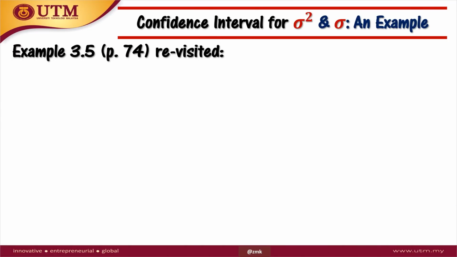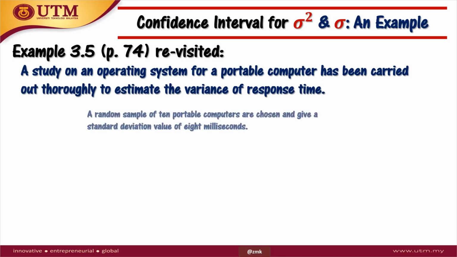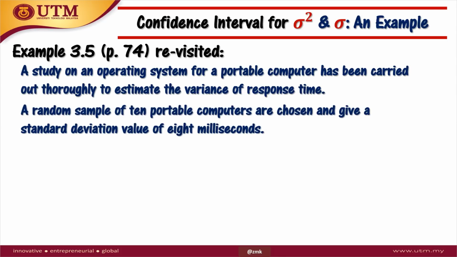Let us now look at an example on constructing the confidence interval for the population variance sigma squared and for the population standard deviation sigma. Example 3.5 in page 74 is revisited. Remember, we have used this example to find the point estimate for sigma squared and sigma.